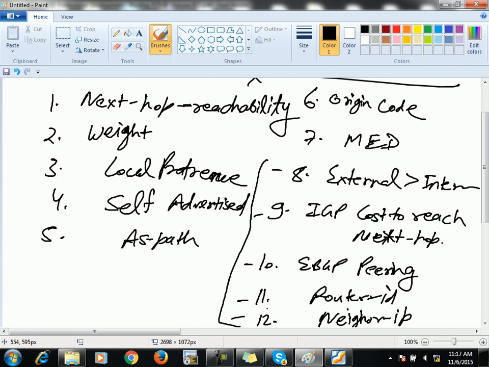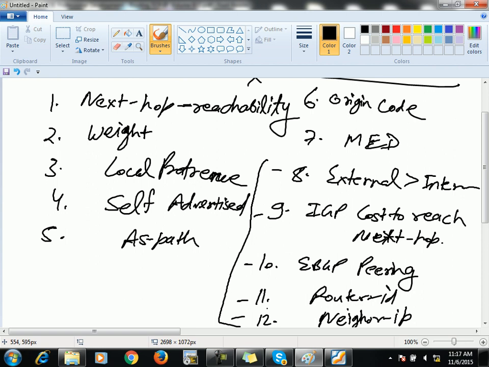So finally it will be comparing their router IDs, and in some conditions you will see that the router ID will also be the same. In case the router ID is also the same, then finally it will be comparing their neighbor IP address. Lower neighbor IP address will be preferred, lower router ID will be preferred, lower IGP cost will be preferred, lower MED will be preferred, higher local preference will be preferred, higher weight will be preferred. Although I'll be discussing all these attributes individually in more detail.